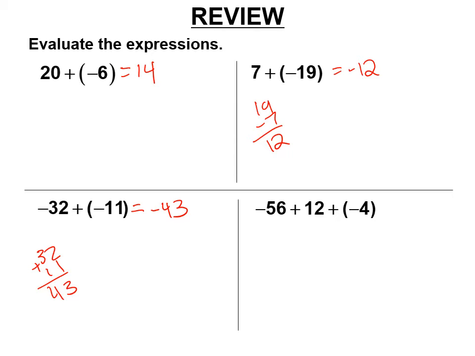You can use the commutative property and add those in any order. You might want to decide to do negative 56 plus negative 4, which is negative 60 first. Or you might want to do it in a different order. Negative 60 plus 12, well, 60 minus 12 is 48, but there are 48 extra negatives there.